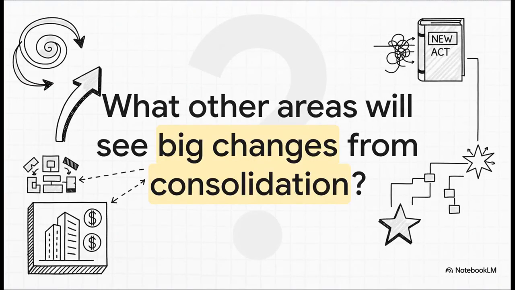We'll leave you with a final thought to chew on. Section 40 is just one example of this massive consolidation trend in the new act. So, looking at your own work, what other complex areas do you think are ripe for this kind of simplification? Because this is clearly the direction the new tax code is heading.